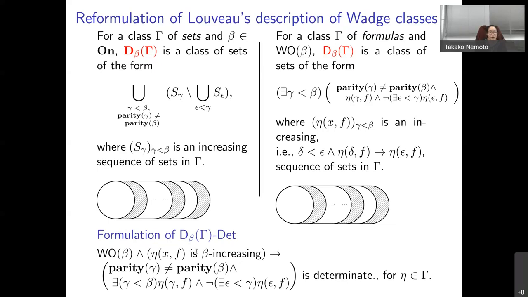If beta is a well ordering and this is a beta increasing sequence, that's to imitate an increasing sequence of sets, then this is an imitation of the difference hierarchy here, and this can be written as a formula of second order arithmetic, and that game is determined like this.